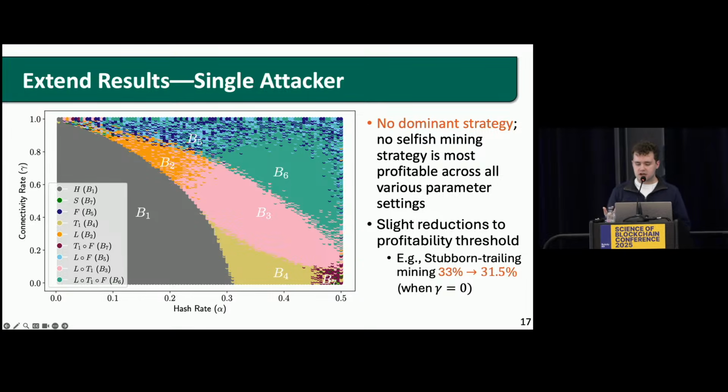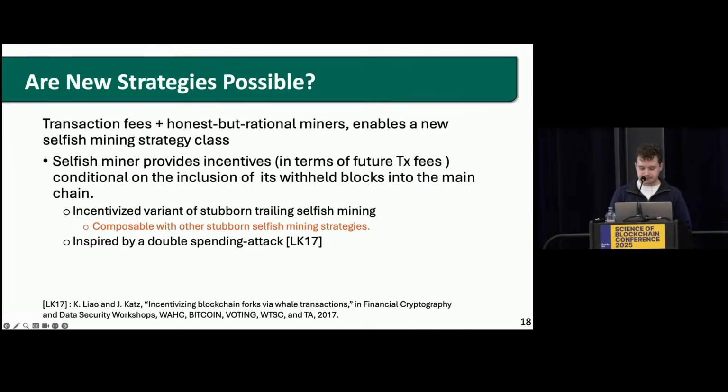With all this said, compared to the block reward only setting, we do observe some slight reductions to the security threshold. So for example, when gamma is equal to 0, stubborn trailing selfish mining threshold reduces from 33% to 31.5%, as found in the block reward only setting. So now I want to shift to our second direction.